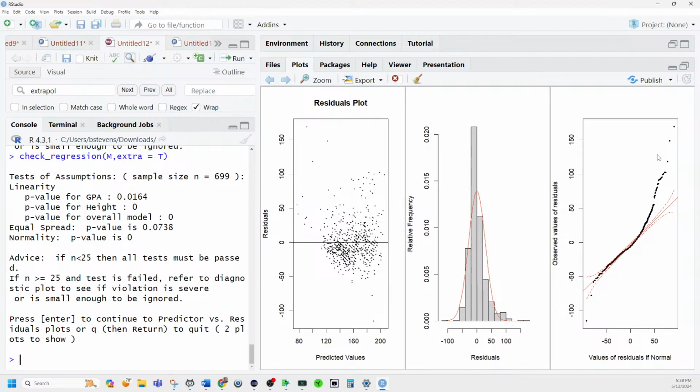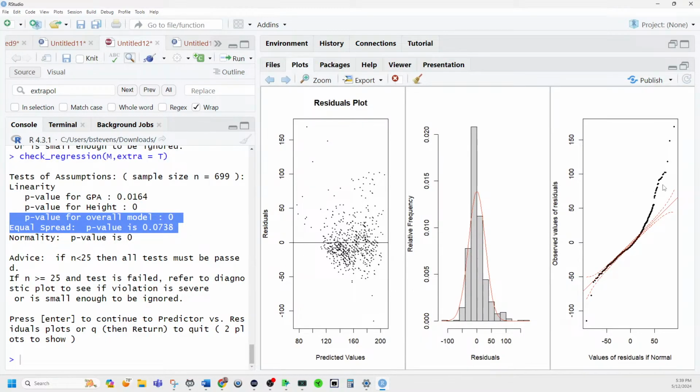How do these residuals look on an A to F scale? Because we saw there was a problem with the normality of the residuals, which is this plot. The overall model is here, and that's pretty bad. The equal spread is here, and it passes. So this is literally these plots.